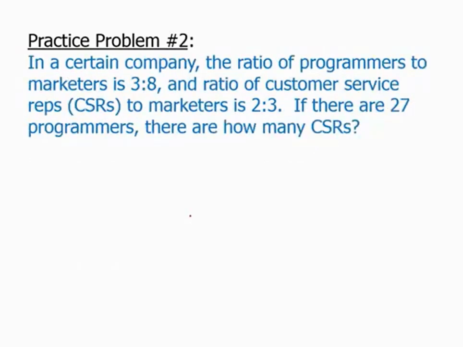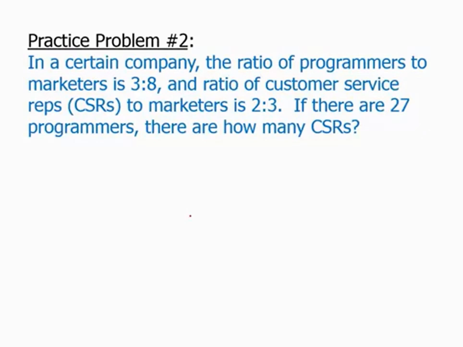Here's problem number 2. Pause the video and then we'll talk about this. Okay, in this one we're given two different ratios. We have three groups, we're given two different ratios, and we're actually given an absolute count. We're told there are 27 programmers, and we want an absolute count. How many customer service reps?